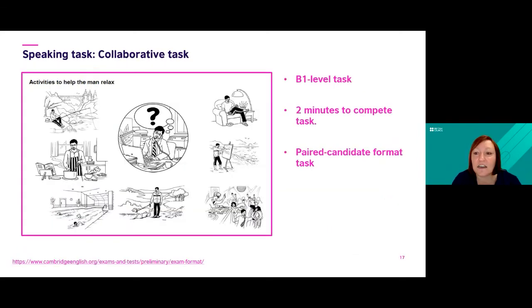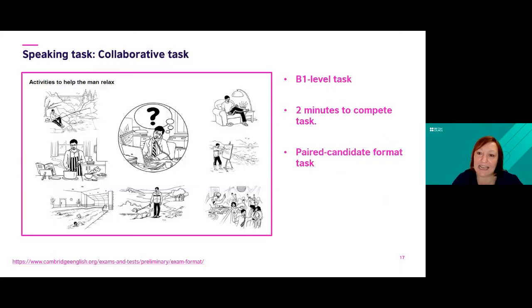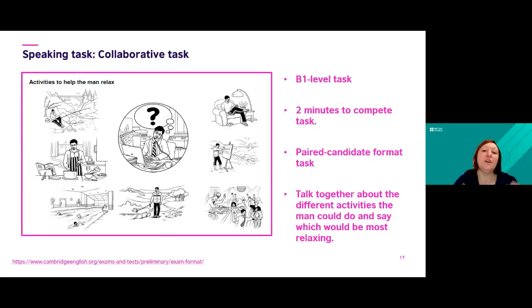Okay, let's take a task from our friends Cambridge. They have a wonderful task here. It's an interactive paired candidate task. So it helps with the interactional competence. In other words, with these tasks where you're just talking, there's only one person, but here you're in a pair. So what you do is you talk together. So let me give you an example.